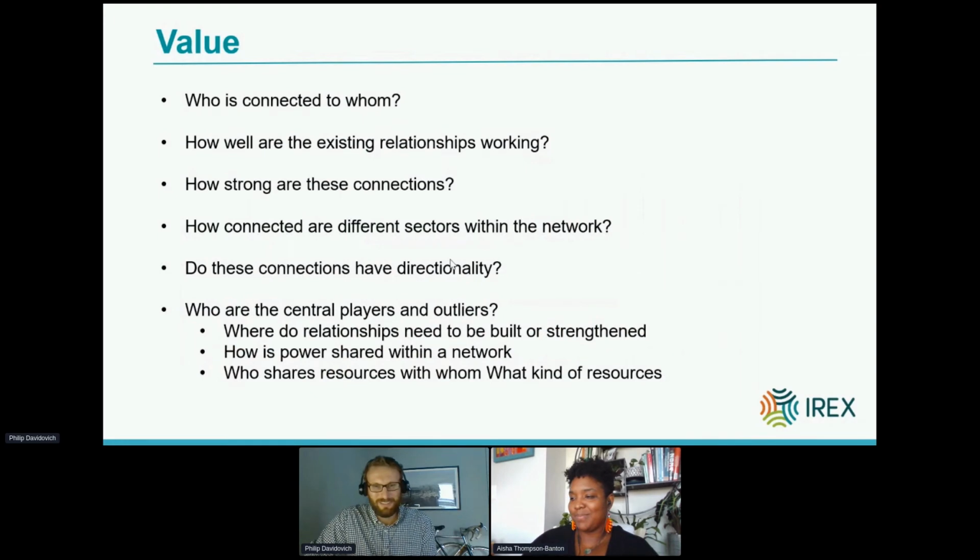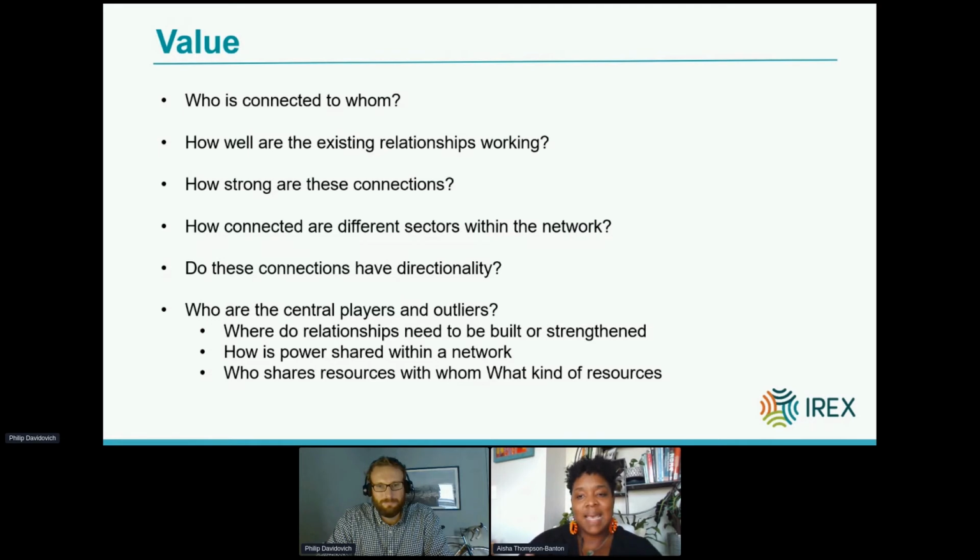And with this, I'm going to pass it over to Aisha to talk us through the values and limitations. Thank you, Phil. Phil really did a great job in outlining what an SNA is, what some of the metrics are, and what it can do, but really as practitioners, what is the value to you, right?